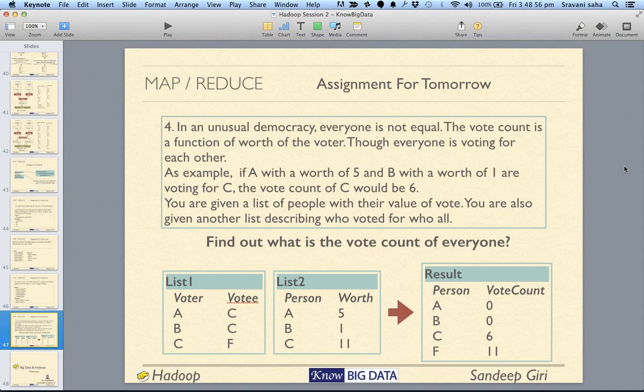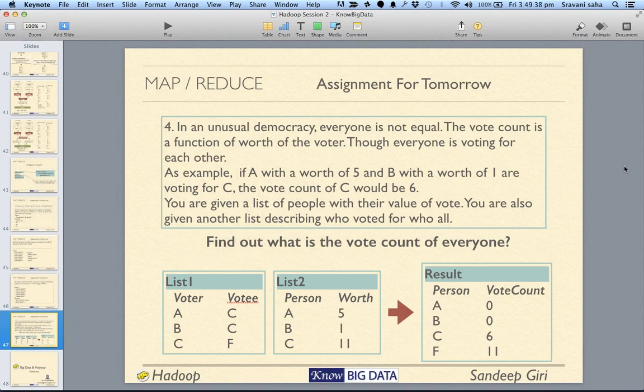Okay, so in this unusual democracy, everybody is not equal. There is a country with this strange democracy where the vote of the rich has more value than the vote of the poor. The vote count of the rich has got more value than the poor. And people are voting for each other.